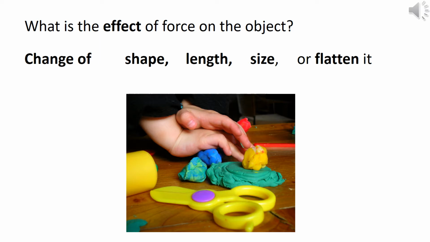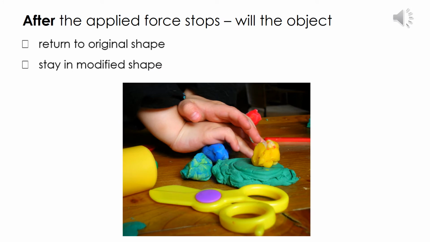What is the effect of the force on the object? It's getting a squash, so we know that it is changing the shape and it's flattening it. After the applied force stops, will the object return to its original shape or stay in the modified shape? We know that if we play with Play-Doh, we squish and twist and bend and flatten it, we know that it will stay in its modified shape. It will stay in the form which we put it in with force.